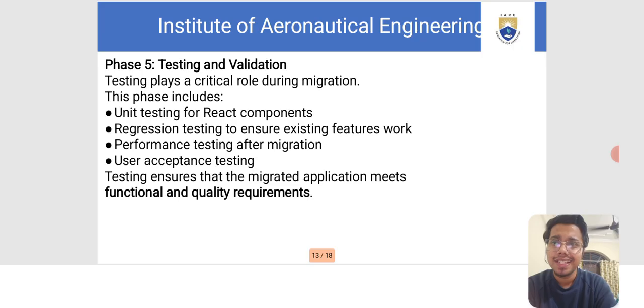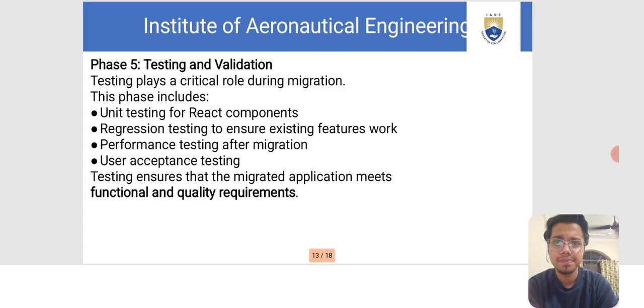Phase 5: Testing and Validation. Testing plays a crucial role during migration. This phase includes unit testing for React components, regression testing to ensure existing features work, performance testing after migration, and user acceptance testing. Testing ensures that the migrated application meets functionality and quality requirements.